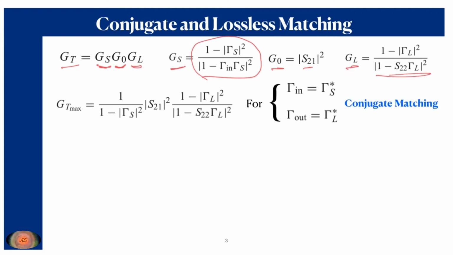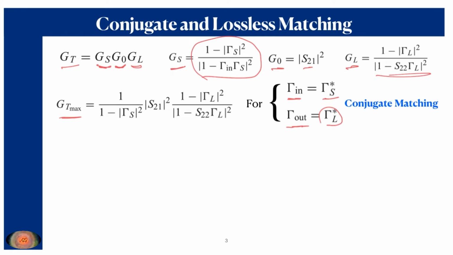Now, if we apply the condition of conjugate matching, that means the reflection coefficient at the input side of the transistor becomes equal to the complex conjugate of the reflection coefficient associated with the source matching network, and the reflection coefficient at the output side of the transistor or amplifier is equal to the complex conjugate of that of the load matching network, then this equation will result. So this is the maximum gain that we can achieve if we have such matching.